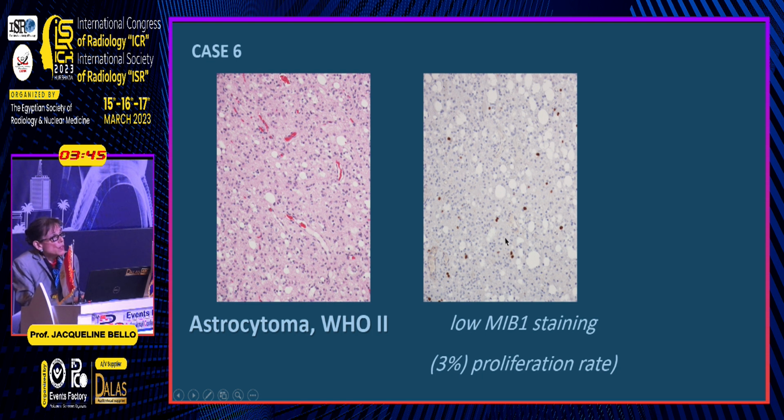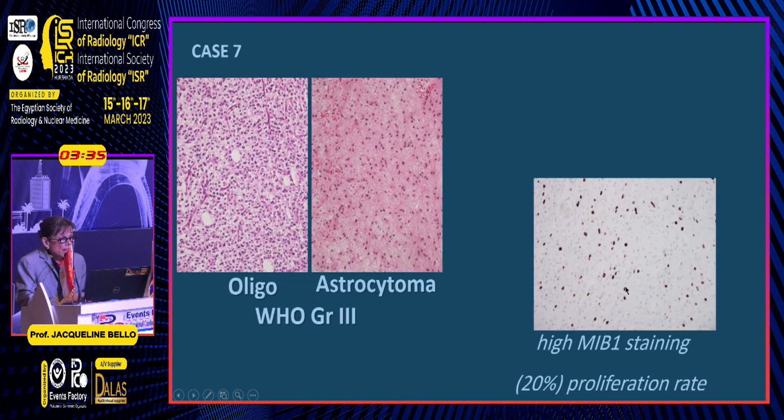On MIB1 staining used to detect proliferation rate, there's only 3% proliferation demonstrated. Case number 7, on the other hand, is a mixed pathology oligoastrocytoma, a WHO grade 3, and the same stain, MIB1 staining, this time shows a 20% proliferation rate, consistent with the more malignant spectral pattern that we looked at together.